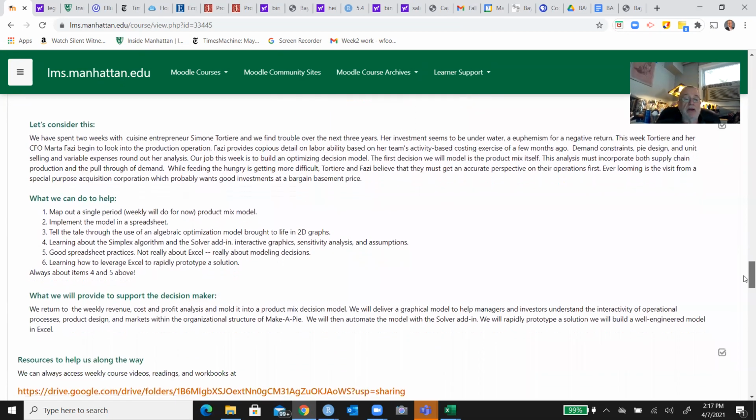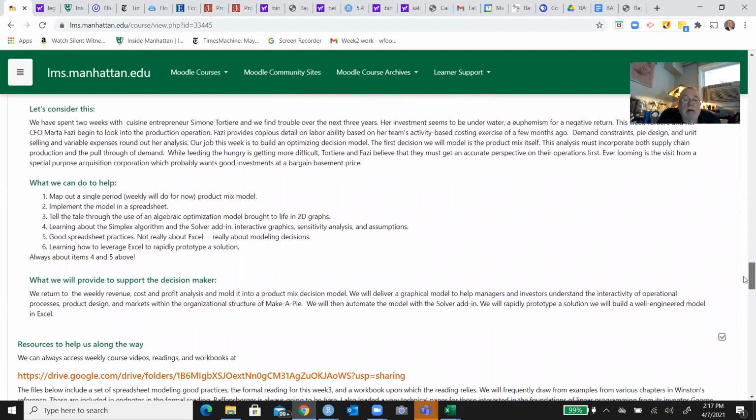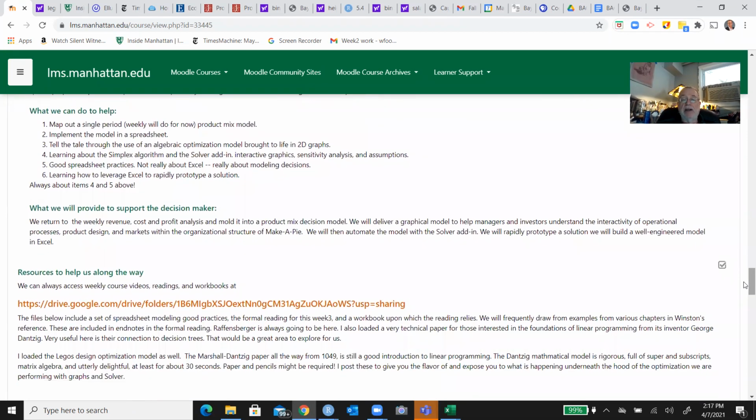Of course, it helps that we've done it before. And this is what we're going to provide. These are the deliverables. And the deliverables are, yes, where are those deliverables? Here they are. A cost profit analysis molded into a decision model.